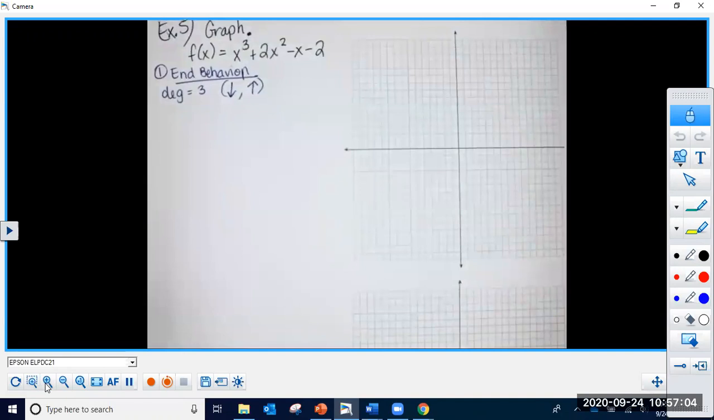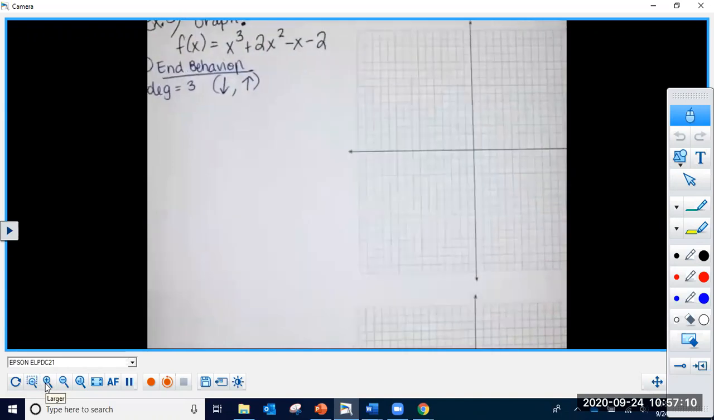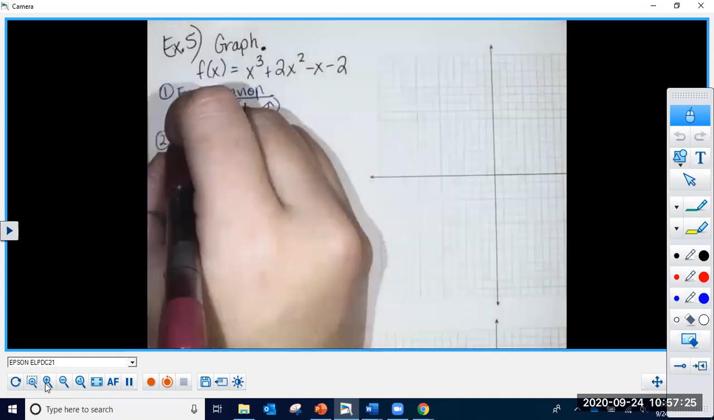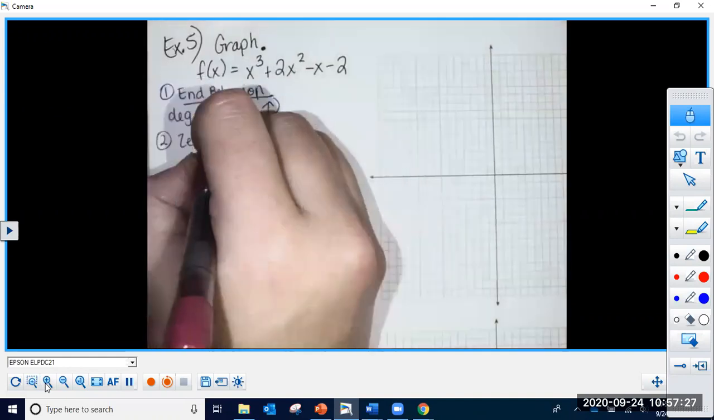Can y'all see me okay, or do I need to zoom in? Okay. And then we'll zoom back out to graph it. All right, step 2. Now that we know what it looks like on the outside, I'm going to start examining my middle behavior. And the second thing is to find your x-intercepts or your zeros.